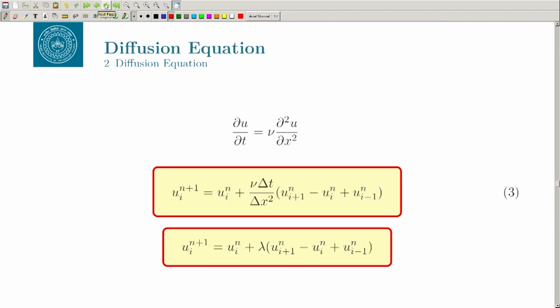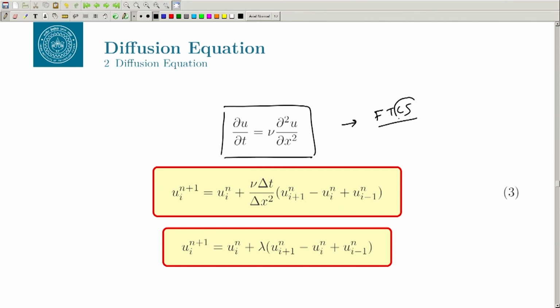So, this was the nonlinear convection. Now, let us go to the diffusion equation. As we discussed, the diffusion equation is del u by del t equal to nu del square u by del x square, and this is parabolic in time and elliptic in space. Here in this case we will use FTCS, forward in time and central in space.